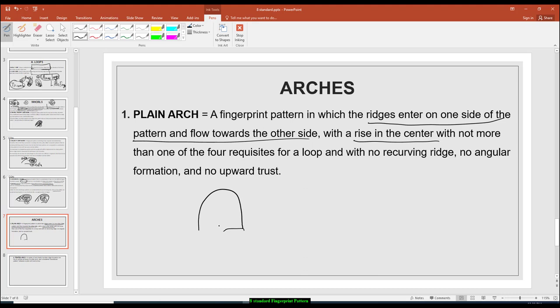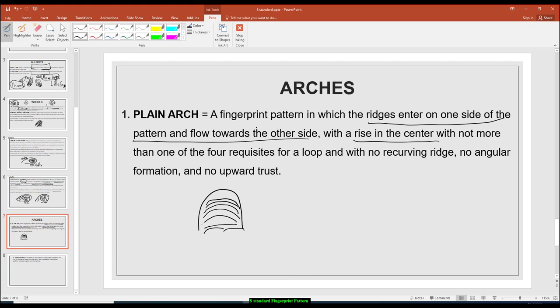An arch may look like this. Imagine this is the fingertip. One pattern of a plain arch may look like a rainbow only.